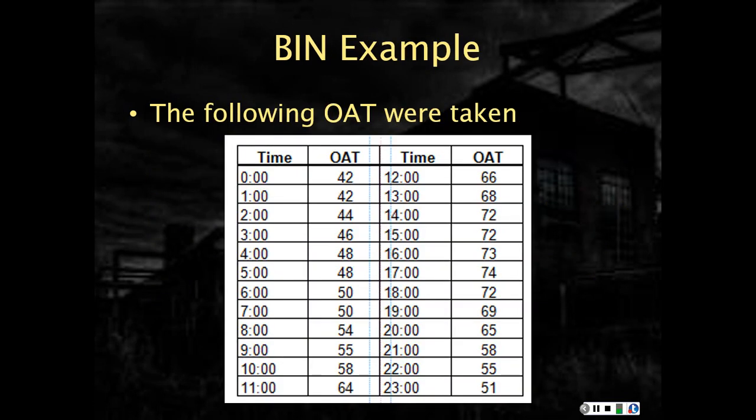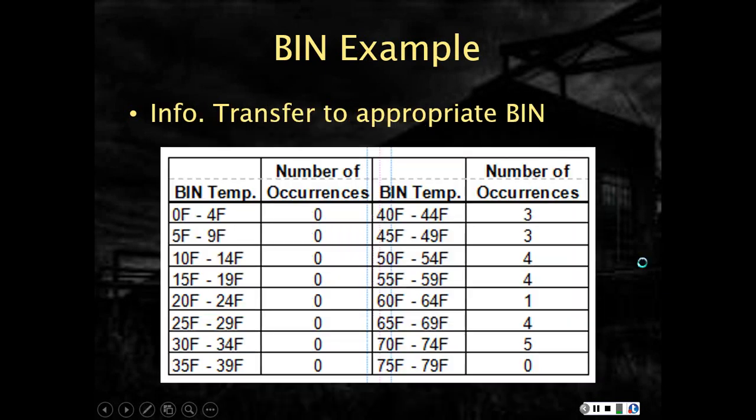Here's an example of outdoor air readings that were taken over a 24-hour period. If we convert or transfer it into the appropriate bin, we had 3 occurrences, or 3 hours in the last 24, where the temperature was between 40 and 44, 3 hours between 45 and 49, and so forth.